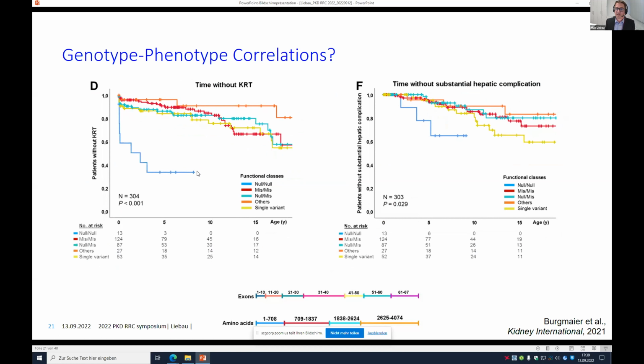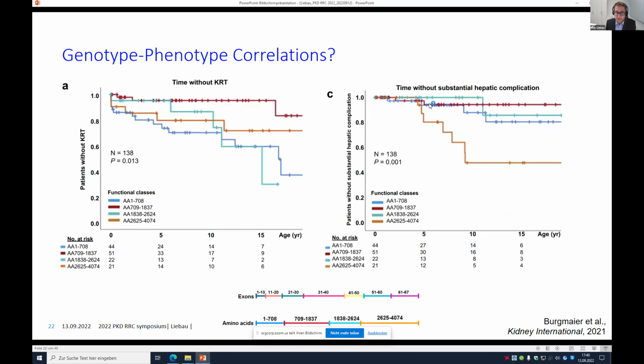It's interesting to see these patients at all, because previously, until a few years ago, it was believed that these patients would not be viable, but obviously there has been progress in neonatal intensive care medicine. Same was true for liver phenotypes. So time without substantial hepatic complication, that we defined as liver transplant or combined liver and kidney transplant, a variceal bleeding, or a need to do surgery for portocaval shunting, and again the biallelic nulls did most poorly.